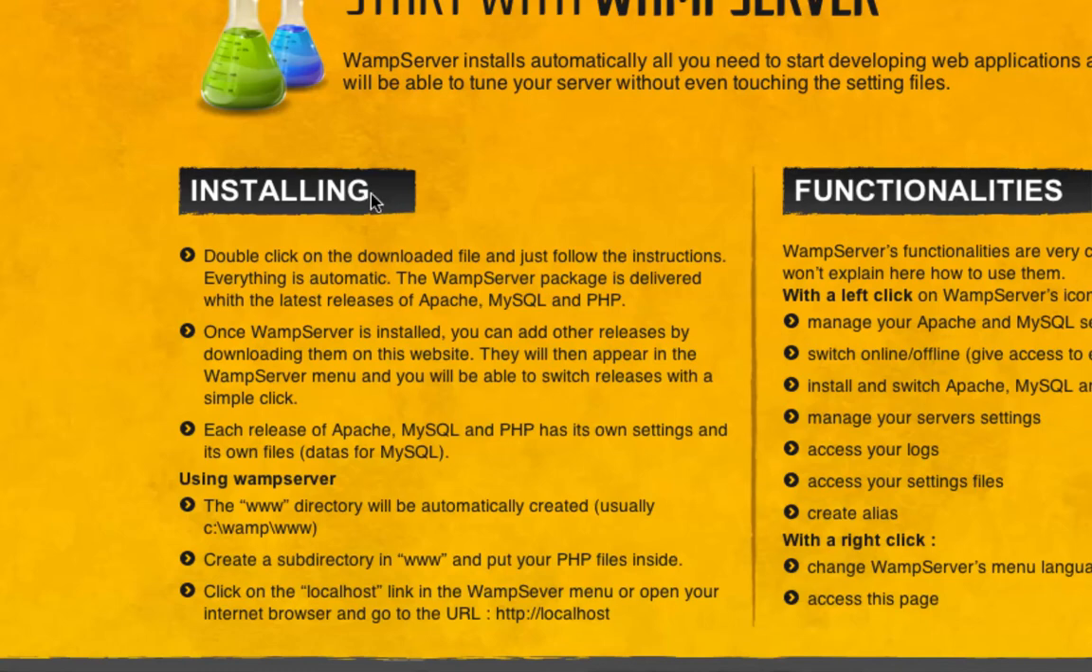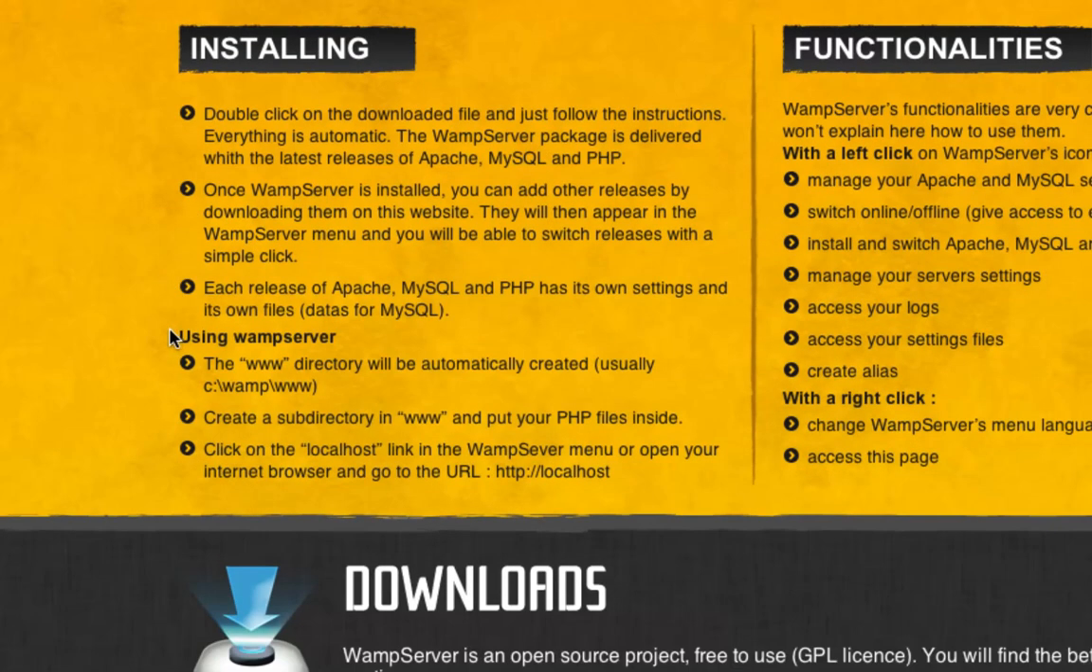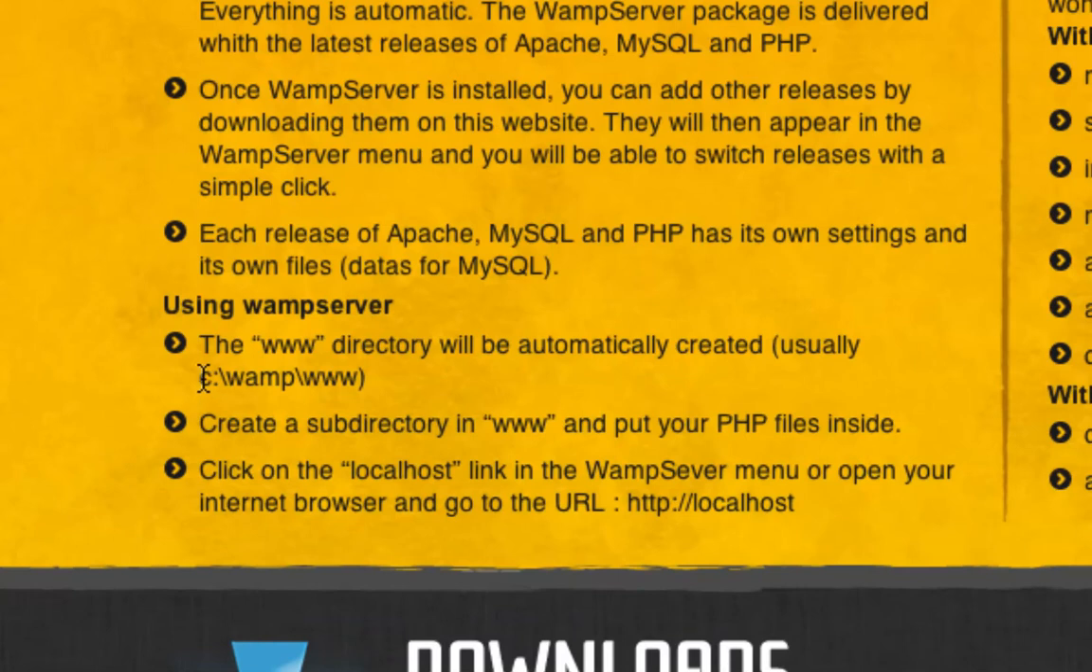Okay, so basically what you do though, essentially is you download WAMP, and after you install it, it creates this directory on your computer, which the default is c:/wamp/www. And any files you put inside this www folder, you can access in your browser by typing in http://localhost.